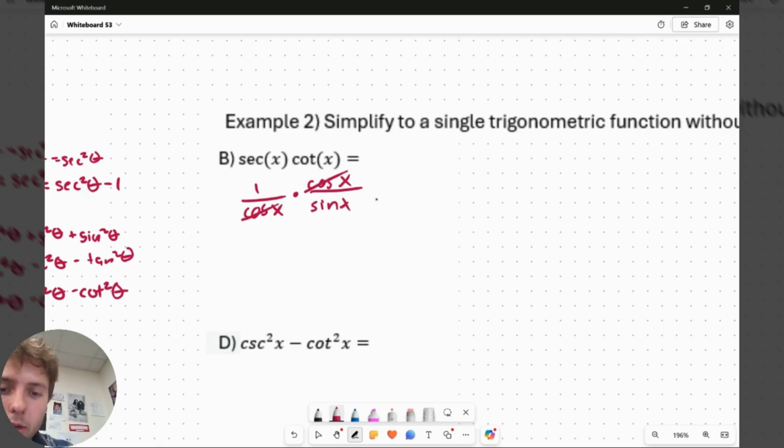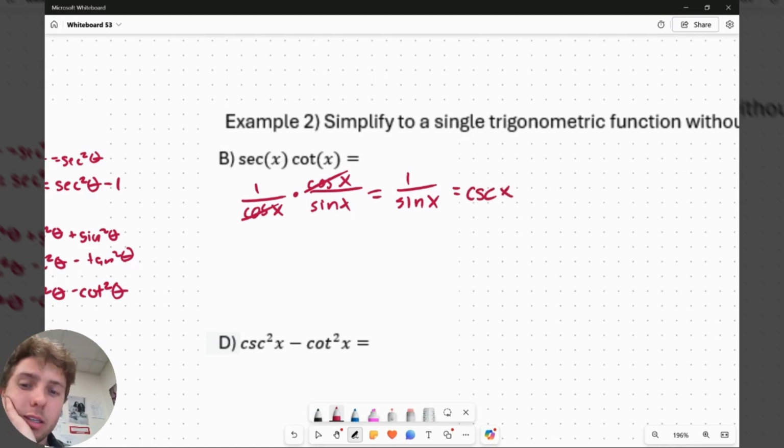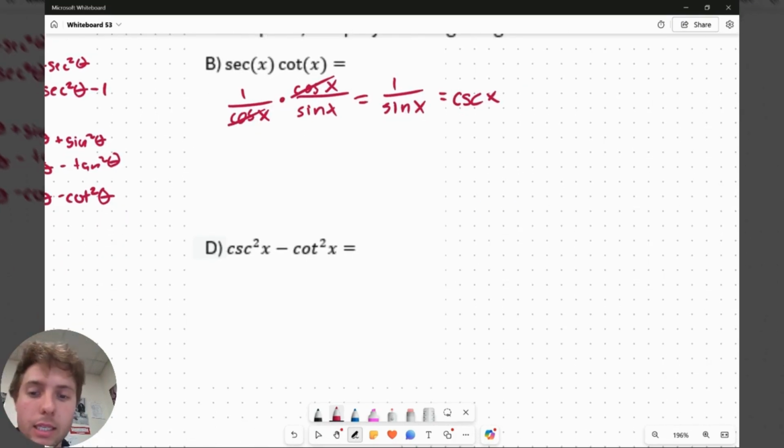Okay, well, guess what? Cosine over cosine cancels. This is just 1 over sine. But okay, I know something about 1 over sine. 1 over sine is the same thing as cosecant of x. So notice we're just taking equivalent steps, replacing things with what we know they are equal to. When two things are equal, they're the same. When two things are the same, you can replace them. You can interchange them. Let's look at another example, maybe D here.